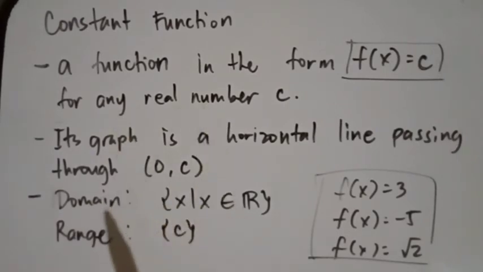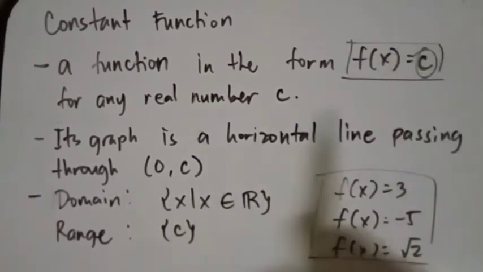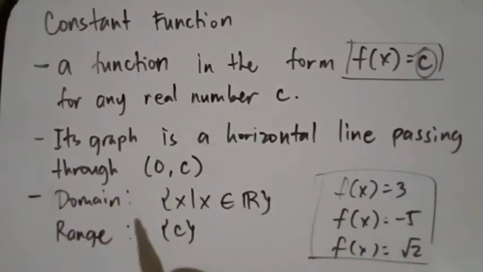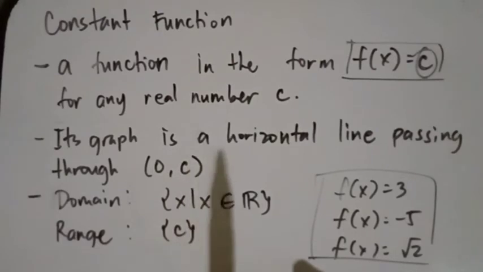Okay? Ibig sabihin nun, yung y-intercept ng constant function ay c mismo. So, tatama dapat sa 0, c, sa y-axis. Okay? So, tandaan po natin, kapag constant function, ang graph nun ay horizontal line na tatama sa kanyang y-intercept na c. Kung ano mang value ng c. Okay? Tapos yung domain ng constant function is a set of real numbers x such that x is a real number. Yung range nito ay c since yung graph ng constant function ay nag-i-stay sa c.